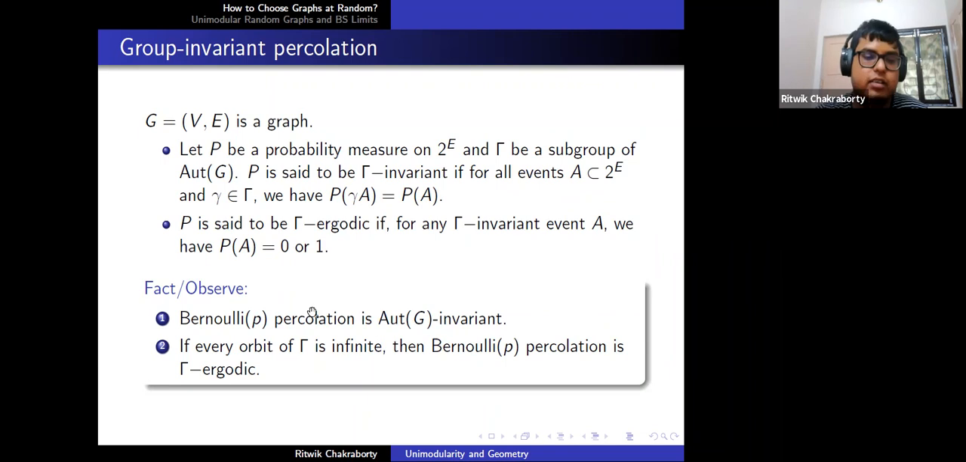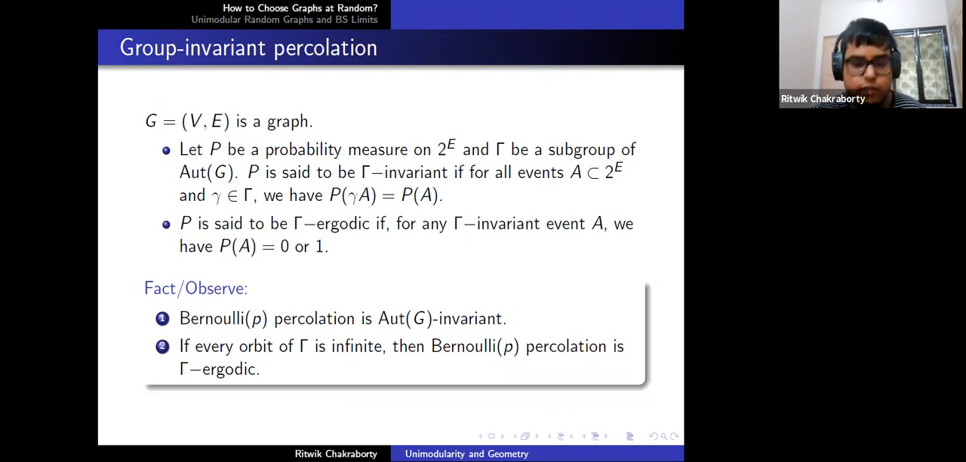So these are two facts which you might want to observe later on. In particular, Bernoulli percolation is invariant under the action of automorphisms. And if every orbit under the action of my subgroup gamma is infinite, then Bernoulli percolation is also in fact gamma ergodic. Even if you don't see the second one right off the bat, the first one is quite easy to see, because in order to check automorphism invariance, you only need to check invariance for cylinder sets. The cylinder sets are going to be a collection of all those subgraphs in which precisely k of my edges are open and some n minus k edges are closed. And the cool thing about automorphisms is that they preserve the number of open edges and closed edges, and in fact the structure of the configuration. It's a homeomorphism.